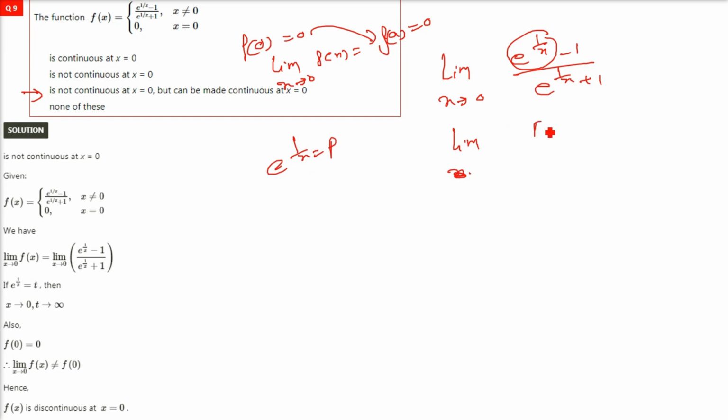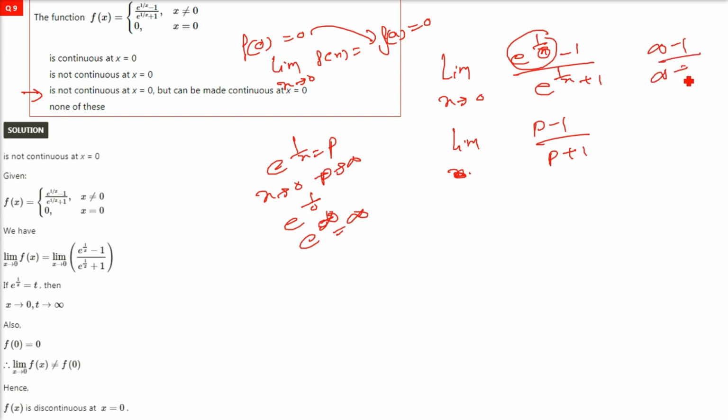I'm taking it as p, for example. So it will be (p minus 1) by (p plus 1). When x is tending to 0, 1 by x will be tending to infinity. So e to the power infinity it will be, and anything to the power infinity is infinite only. So p is tending to infinity, and infinity minus 1 by infinity plus 1. This will not be a proper way of solving it, so we'll try to resolve it. We'll try to get a certain solution which is feasible.